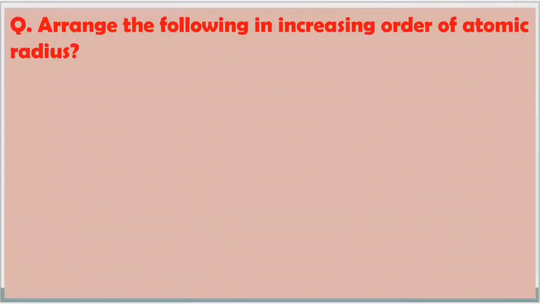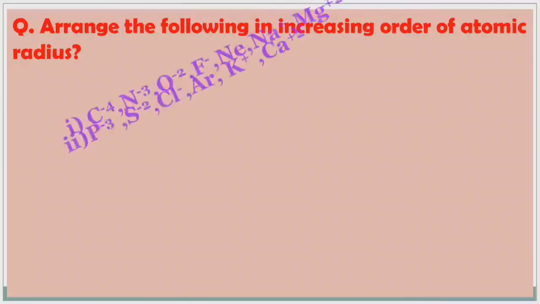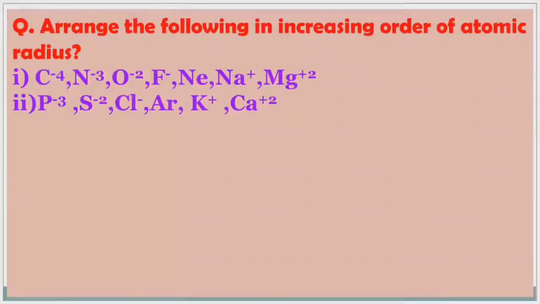Arrange the following in increasing order of atomic radius. Here, you are observing one question. Carbon -4 anion, nitrogen -3 anion, oxygen -2 anion, fluorine anion or fluoride ion, neon, sodium plus cation, magnesium +2 cation. If you observe these elements, carbon -4 contains 10 electrons.